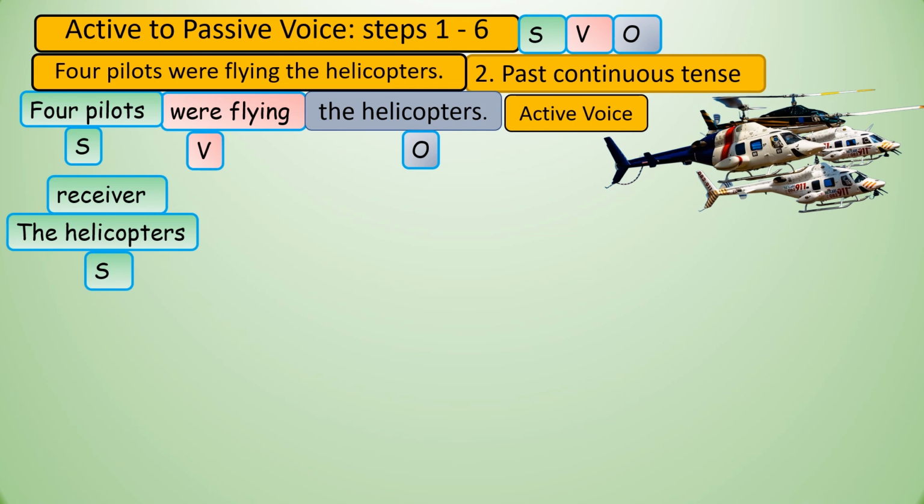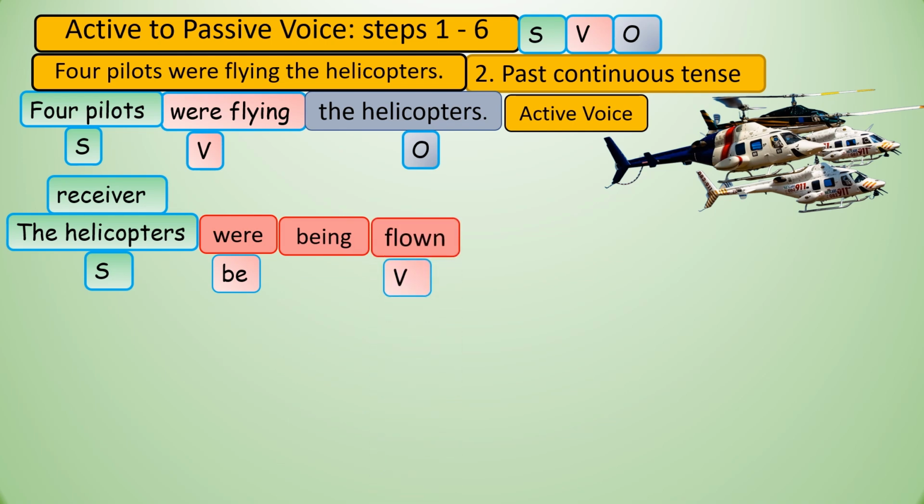It's past continuous plural. So the next thing is it will be were, almost like in the active sentence. Now we have to add an ing verb, and that's why we say being. The helicopters were being. Now comes our past participle of fly. It's flown. So our grammatical construction here for this sentence is were being flown.